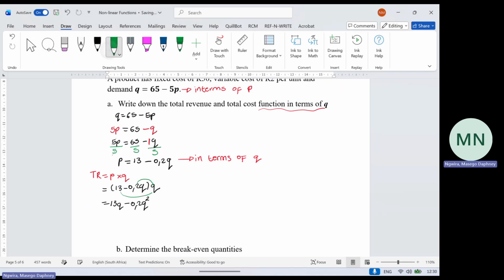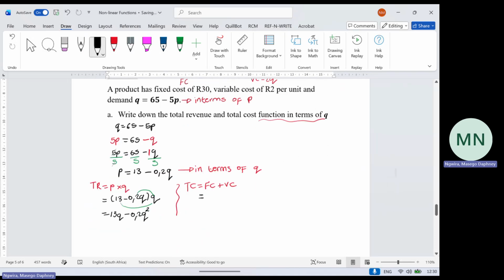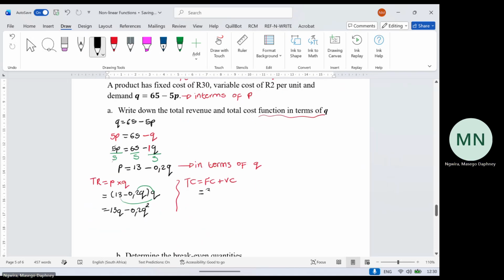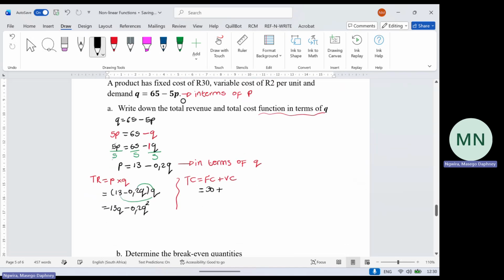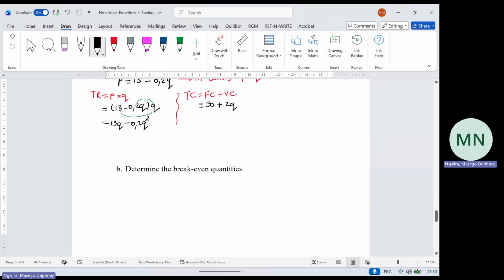And then the total cost. We all know that total cost is equal to FC plus variable cost. Our fixed cost is 30 from the statement, plus our variable cost is 2Q. I already showed you up there. That's our answer. Now let's move on to B.